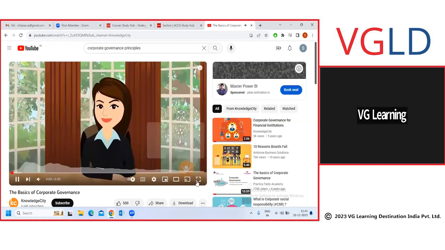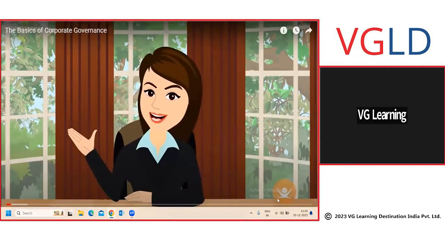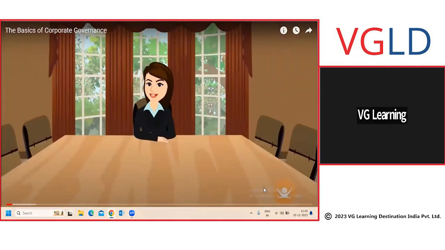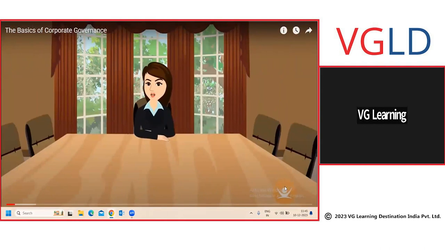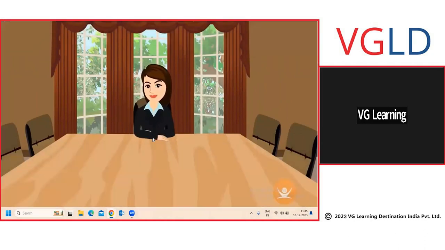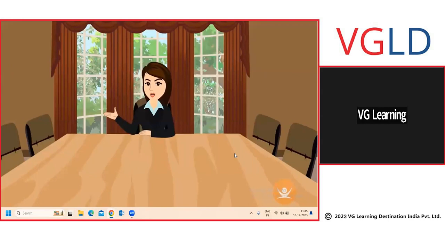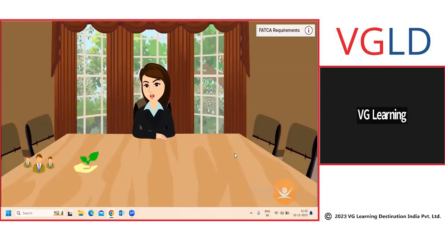Chapter 1, Corporate Governance Concepts, the basics of corporate governance. Let's take a look at some important questions regarding corporate governance. We will start with, what is corporate governance? There are many definitions aimed at encapsulating the spirit of corporate governance. Corporate governance is simply described as the process by which organizations are directed and controlled in terms of authority, accountability, stewardship, leadership, direction, and control.